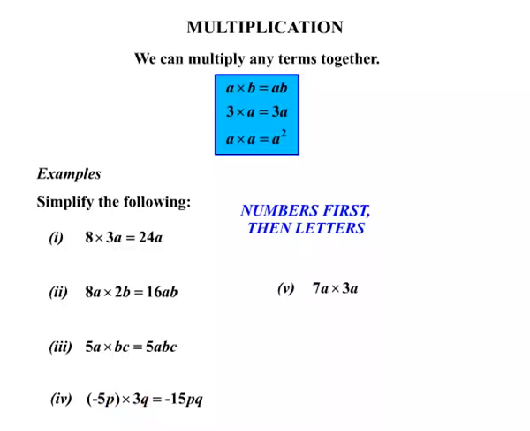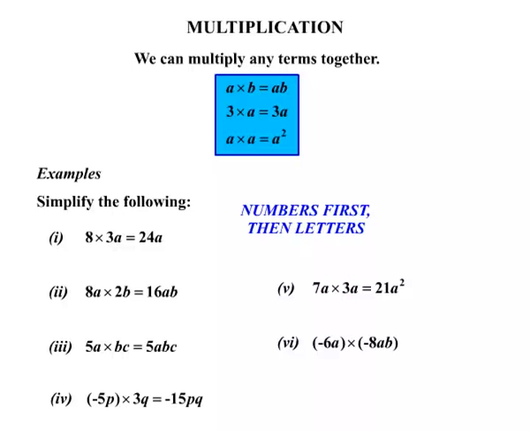Terrific. Example 5, 7a times 3a. Well, 7 times 3 equals 21. And then we have a times a, which we simplify and write as a squared. So our answer there is 21a squared.